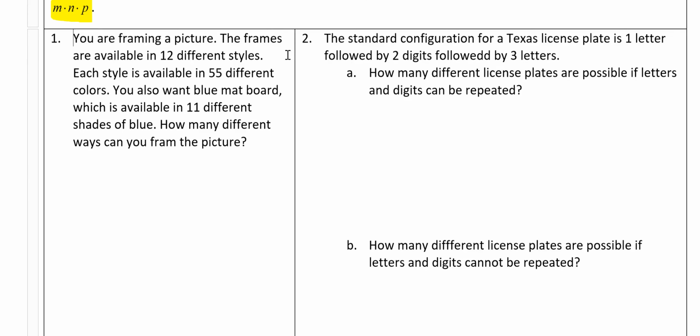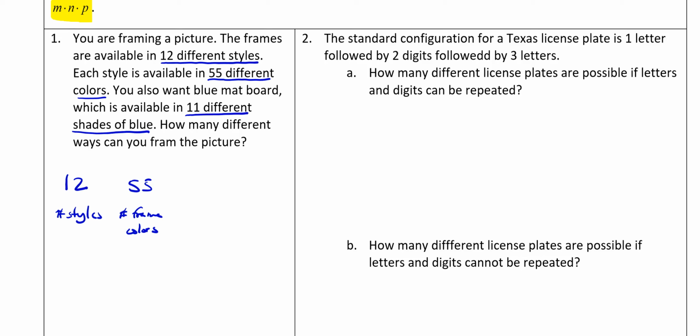So let's look at an example. You are framing a picture. The frames are available in 12 different styles. Each style is available in 55 different colors. So we have 12 styles. These are the number of styles. We have 55 colors, and that's for the frame. And then we also want a blue mat, which has 11 different shades of blue. So 11 is the number of blue mats. We're simply going to take these 3 numbers and multiply them together.